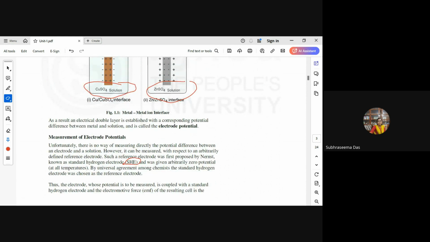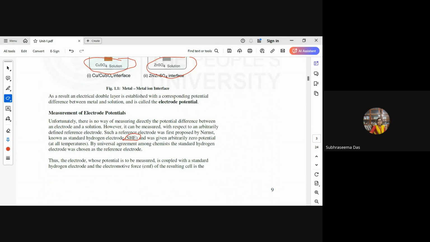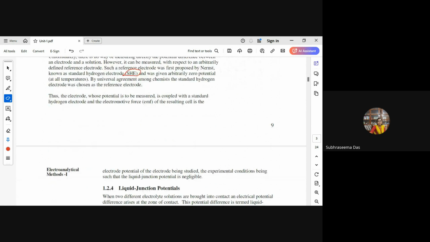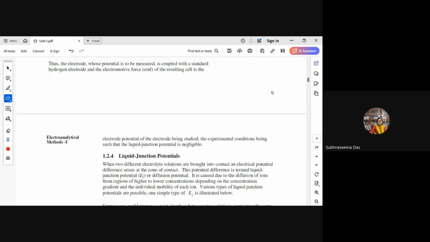This standard hydrogen electrode was given the value of zero potential at all temperatures, and this has been universally agreed upon by chemists throughout the world. So if we want to measure the electrode potential of a particular solution, the standard electrode, that is SHE, is taken. With respect to the SHE, the electrode potential of our sample is measured.